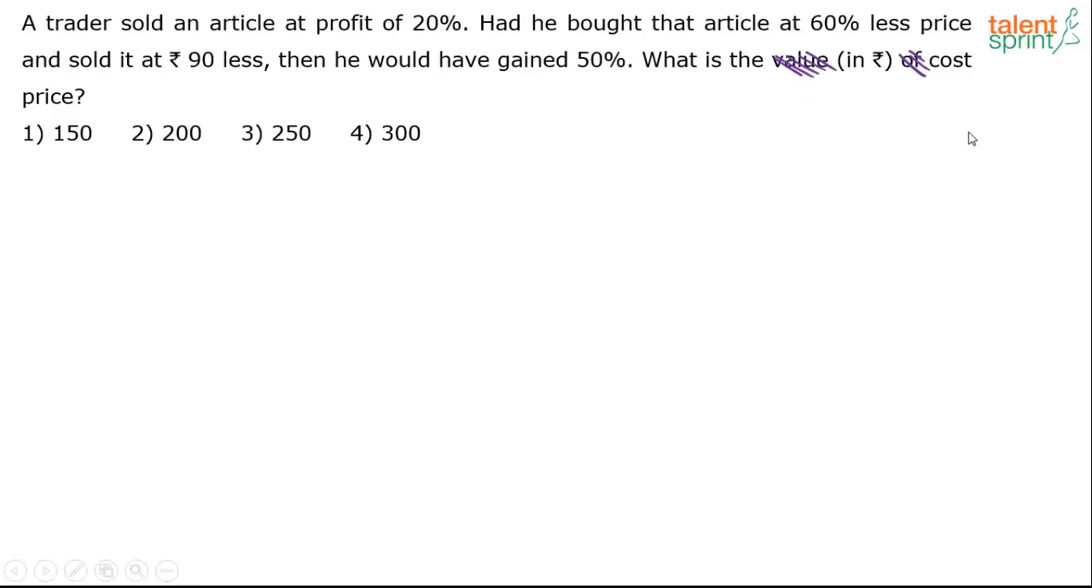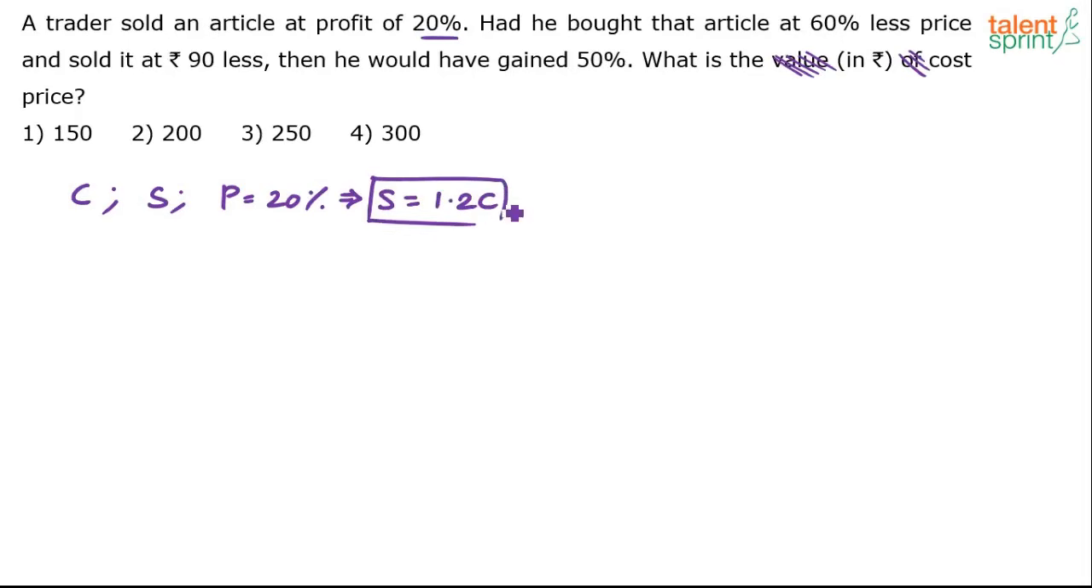What is the cost price in rupees? So he's bought an article at a profit of 20%. Let's assume the initial cost price is C, the initial selling price is S, and the profit is 20%. That implies selling price will be 1.2 times C. You know that if the profit is 20%, selling price will be 120% of cost price. Selling price is always the cost price plus percentage profit in terms of cost price. So selling price is cost price plus 20% of cost price, 1.2 times cost price. Selling price is 1.2C.